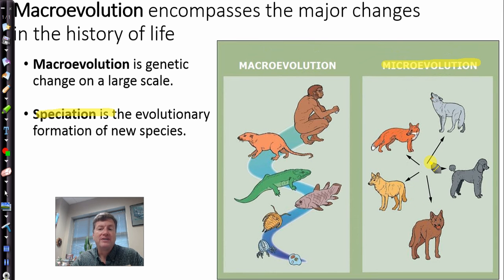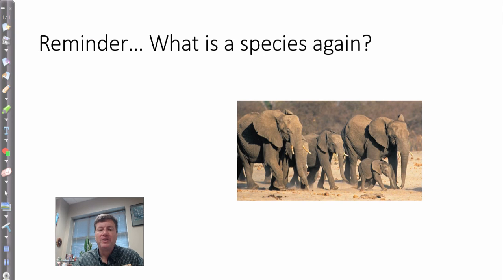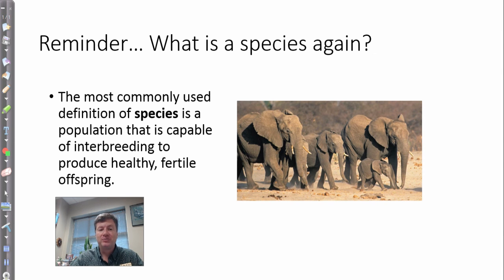Breeds are all examples of one species, but obviously these represent different groups. So let's figure out what speciation is. That will help. First, just remind ourselves of what a species is again. Recall our definition: a species is just going to be a group of individuals, a population, that can reproduce only with themselves and produce healthy, fertile offspring.